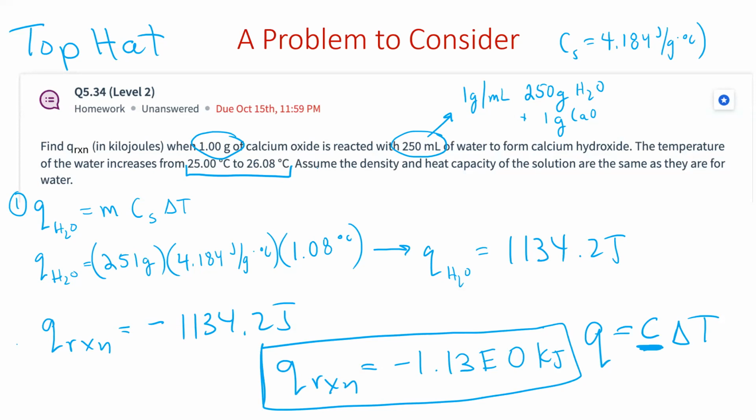All right, any questions on 34? Yeah. So Q for the water, that's what we observed. The water went through this temperature change. And because the water absorbed energy and went up, Q of the reaction, RXN is reaction, must mean our reaction lost the same amount of energy that the water gained. It's always going to be the opposite of what happens to the water. We can't track the reaction. We can track the water and use that to figure out what happens with the reaction.